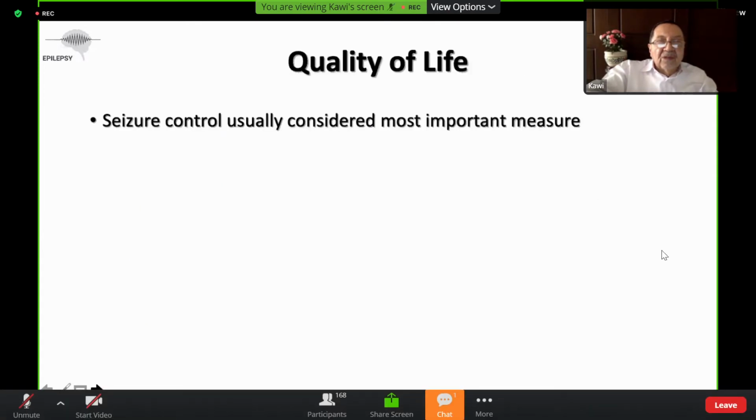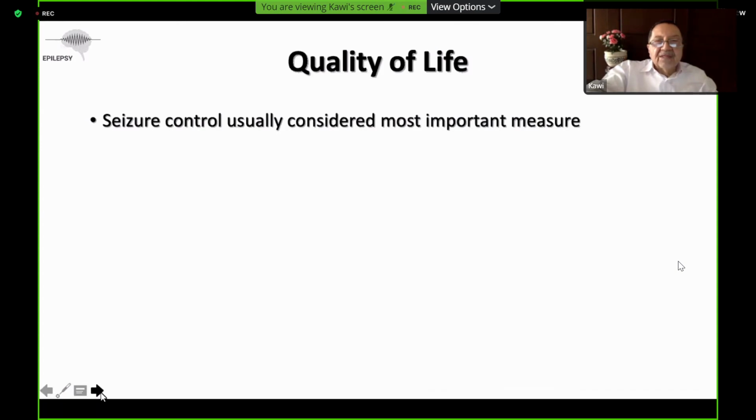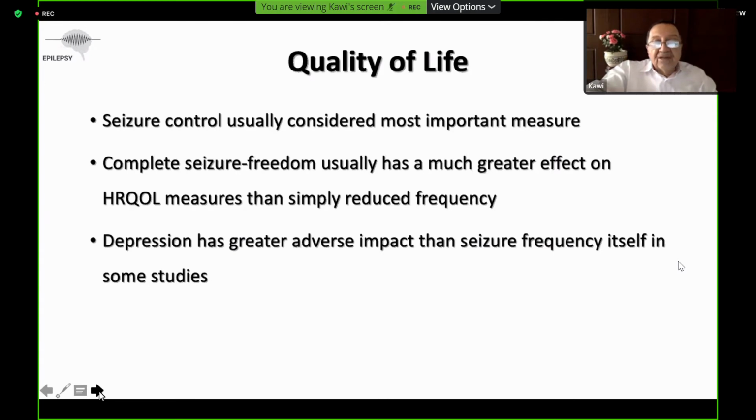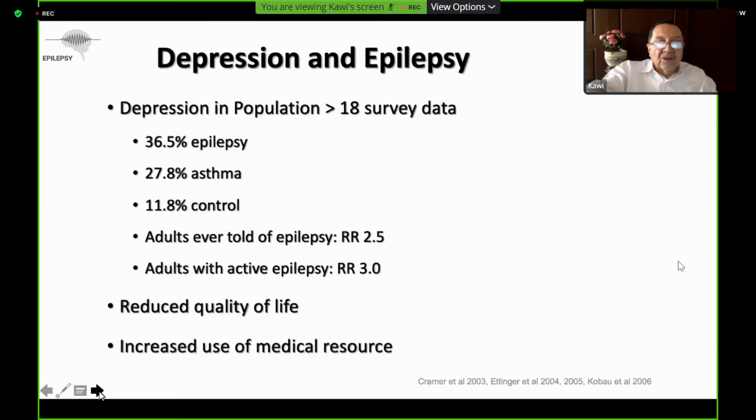We would like a person with epilepsy to live as normal a life as possible. Seizure control is usually considered the most important measure for quality of life. Complete seizure freedom has a much greater effect on health-related quality of life measures than simply reduced frequency. Some people say, okay, he used to have 10 seizures per month, now he's having 2. Well, 2 is too much. Depression has greater adverse effects, so it needs to be treated separately, and drug side effects and unemployment may also reduce the quality of life.